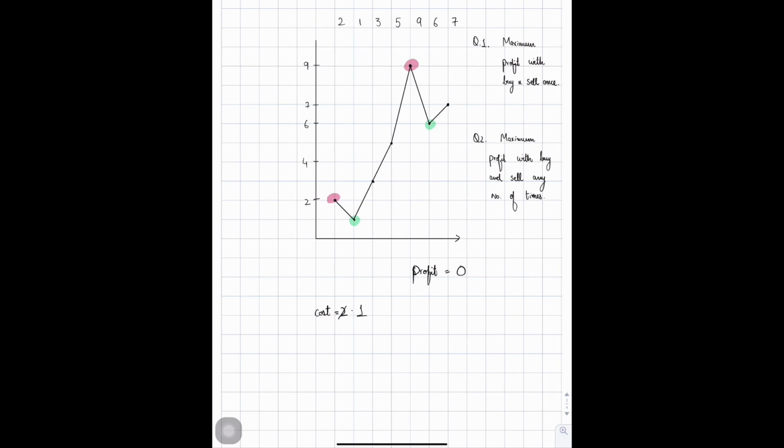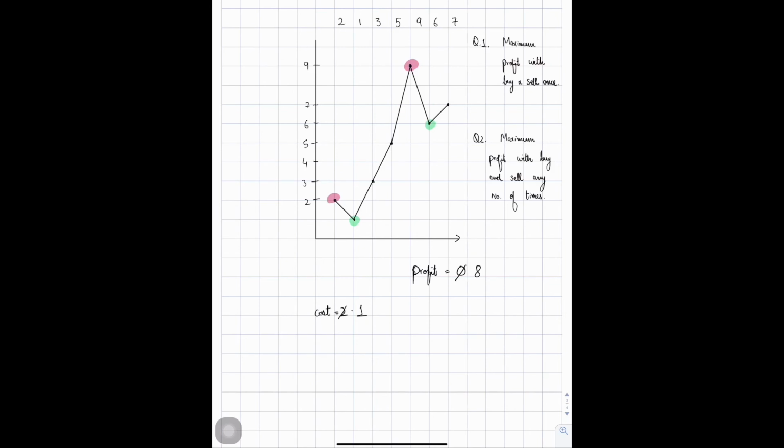Next we come across 3. This is not a maxima, so we will not sell it. Next is 5. This is also not a maxima, so we won't sell it yet. Now we encounter 9, and this is a maxima. Why? Because the next day the price is decreasing, so we will sell it today. So the profit we will get is 9 minus the cost, that is 1, so the profit becomes 8.